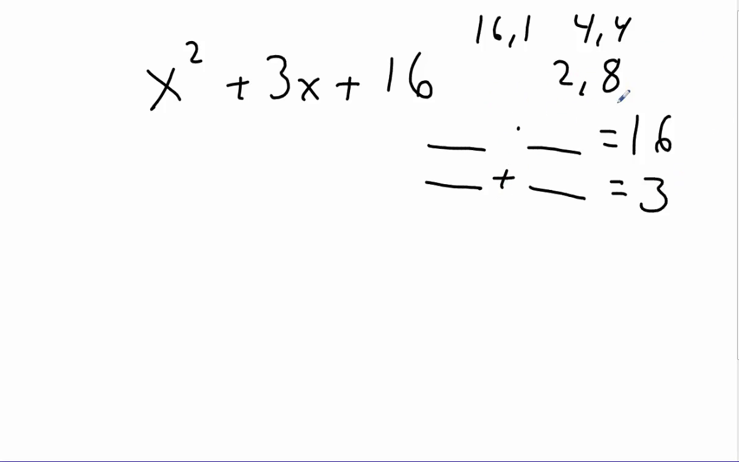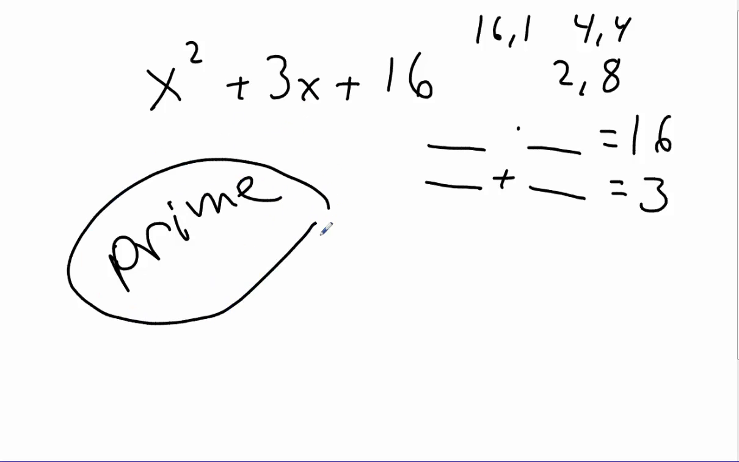8 and 2. We multiply them, they give us 16. But when we add them, we're going to get 10. Or if we subtract, we're going to get 6. Not a 3. So right off the bat, none of our combinations work. So this one is prime. There's no way to factor it using our methods. You have to use the quadratic formula, complete the square, a whole bunch of fun stuff, which you aren't going to learn until Algebra 2. So just for your sake, it is prime. Okay? Because we can't find a factor of 16 that adds to 3. And that one's prime.